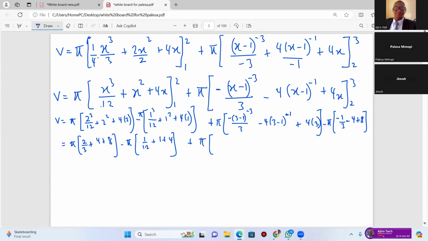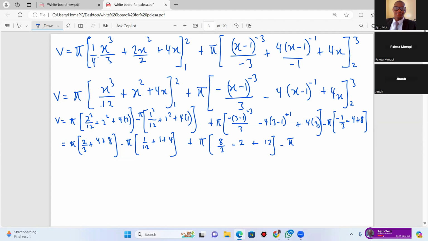Do you understand that? 3 minus 1 is 2. Raised by minus 3 is minus 8. So negative minus 8 is plus 8, so 8 over 3. Now, 2 raised by minus 1 is 1 over 2, right? Times minus 4, that gives minus 2. 2 raised by minus 1 is 1 over 2 times 4, that is 2. Plus 4 times 3 is 12.